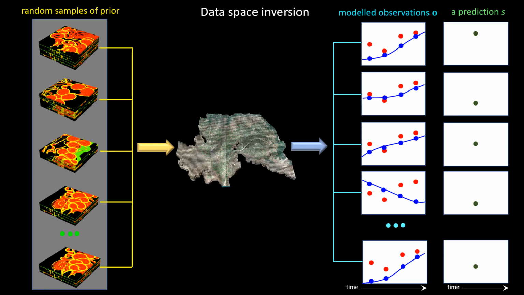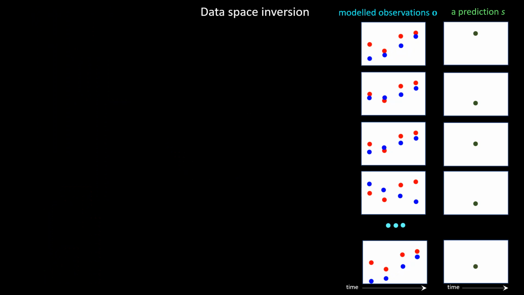Now I calculate model-generated counterparts to these observations. I'm representing them by blue dots and putting them into a vector called O for outputs. This notation will be with us for the rest of the video. O for model-generated counterparts to field measurements, S for the prediction, which in this case is a scalar because it's just one prediction. So now I put the big model aside. I've done a few hundred model runs. That's all I have to do. And I focus on building a relationship between the measured past and the managed future.